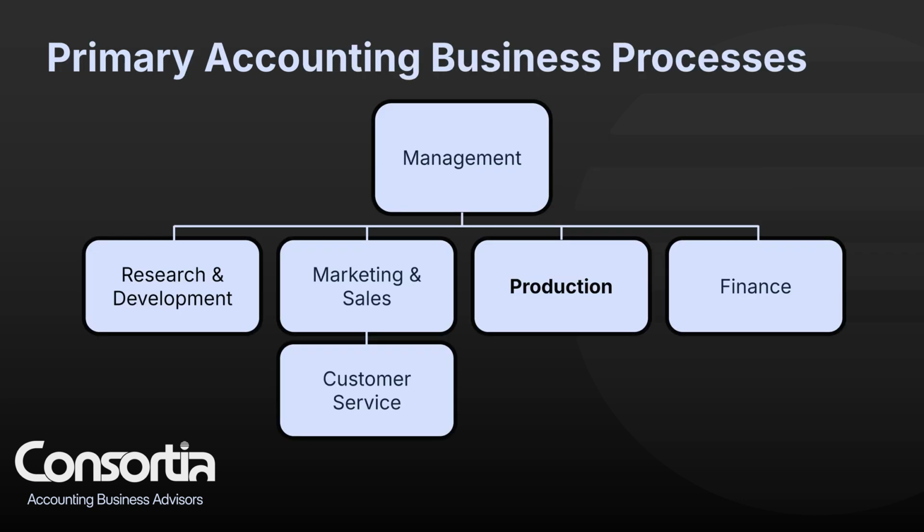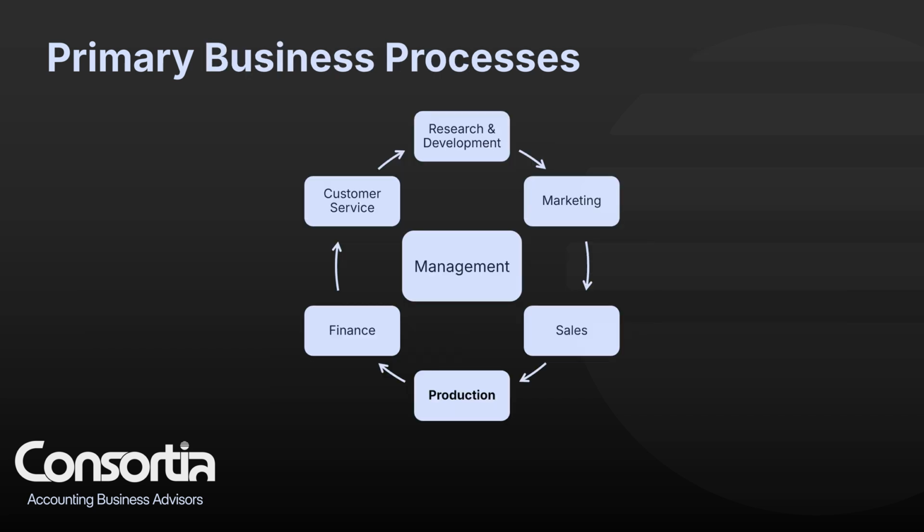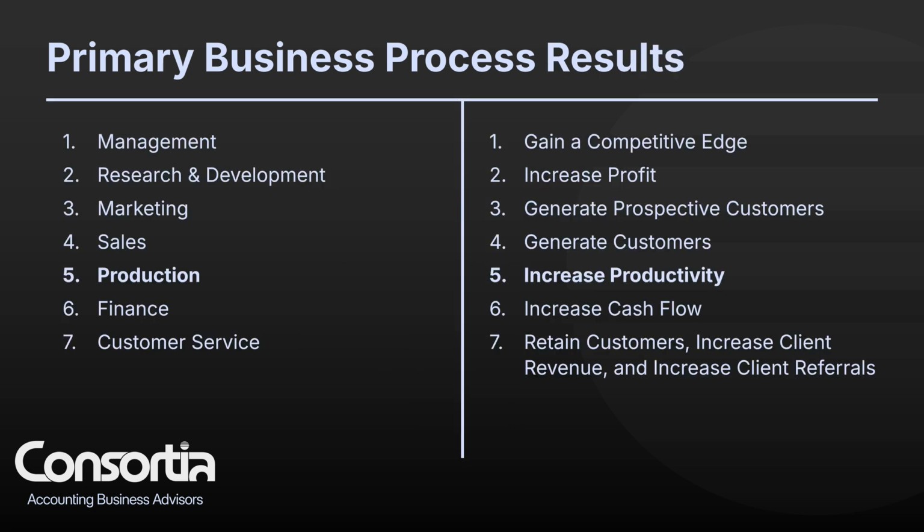So, as far as primary accounting business processes, I keep reminding you, but today we're going to talk about production and, of course, increasing productivity. Obviously, in the primary business process workflow, you do your R&D: what products and services are we going to offer the market? We market to them, we sell to them, and then of course we produce either the service or the product. The reason this is important is because number 5, production, is where we're always looking to increase productivity. We want to do things better, and we want to do them faster.